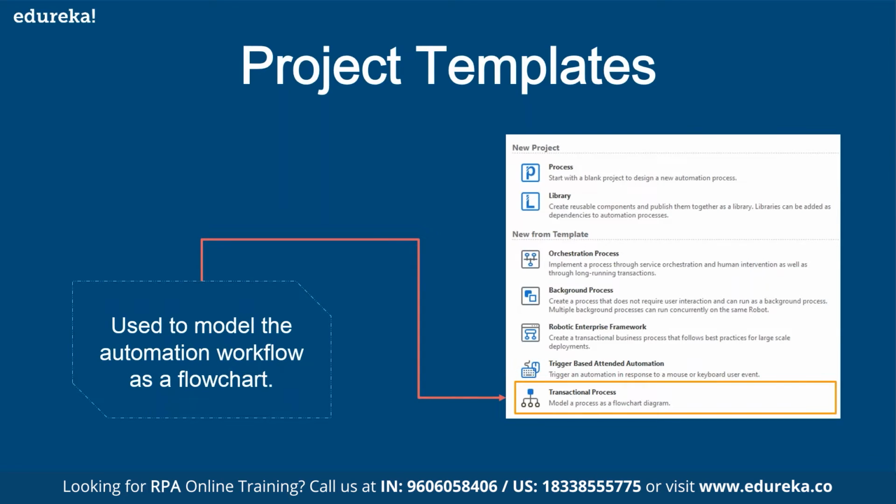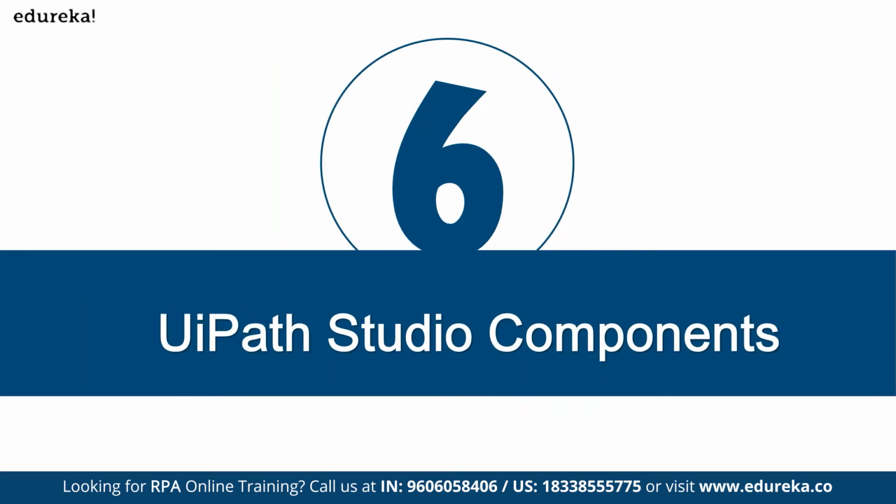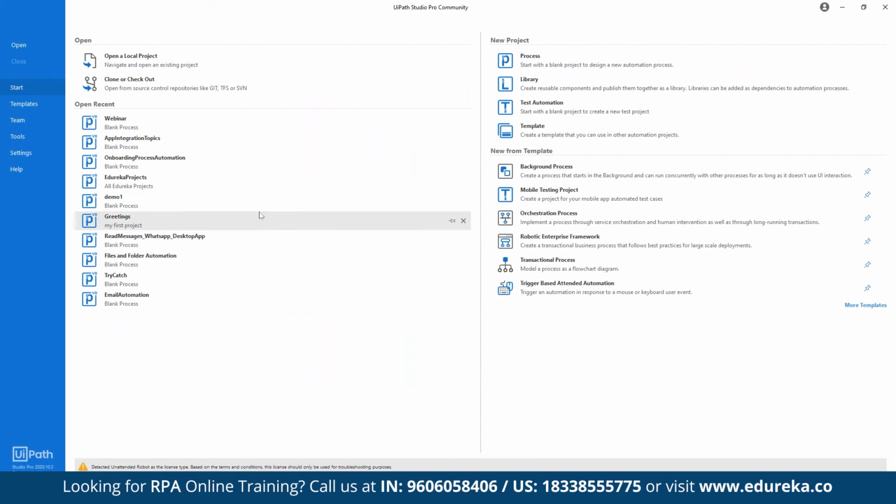And based on the workflow model, if you want to have a flowchart model, you can use this transactional process template. So these are all the templates that you have in UiPath. So this was the very first page, right? Now I'll click on this new project using the process.